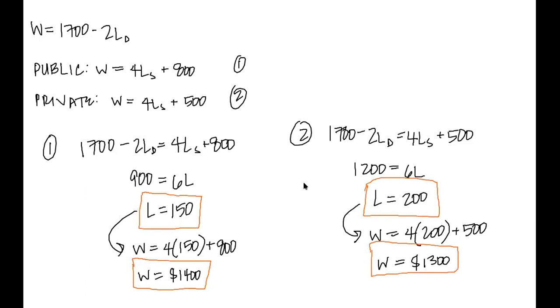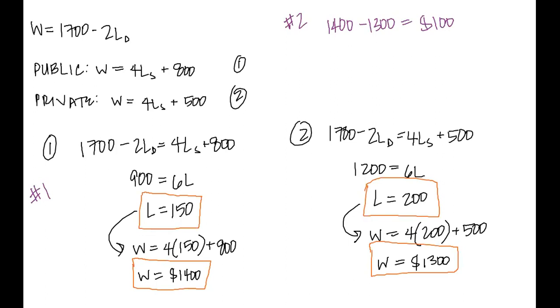The second question says, what is the pay difference between the two schools? This can easily be found by taking the difference between the equilibrium wages. This whole thing was number 1, and then I'm going to put number 2 up here. So the pay difference would just be 1,400 minus 1,300, which equals $100. And that's all that was needed for that one.